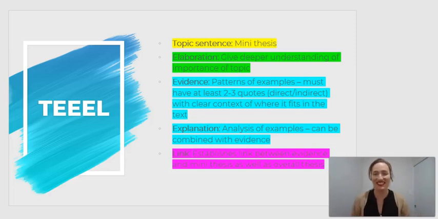So TEAL, that's just the cleaner vacuuming, and I'm not going to worry about it because I need to get this recorded. So TEAL, we have a topic sentence.